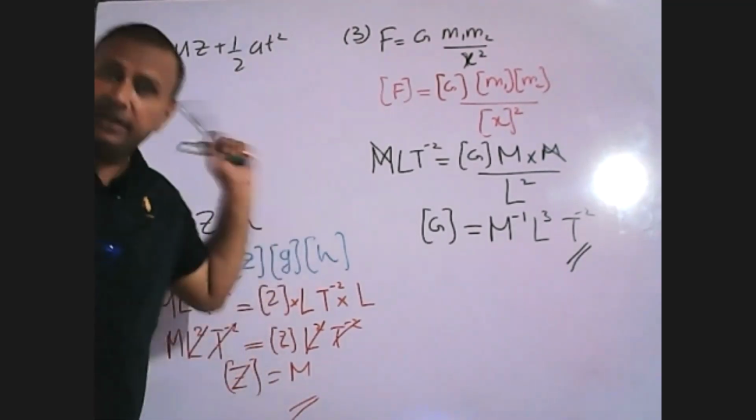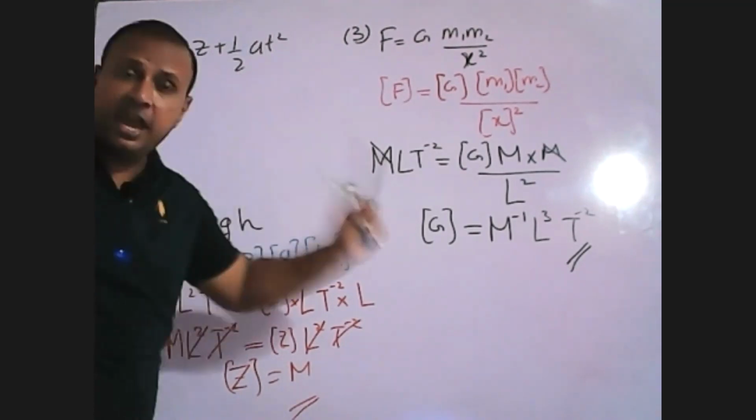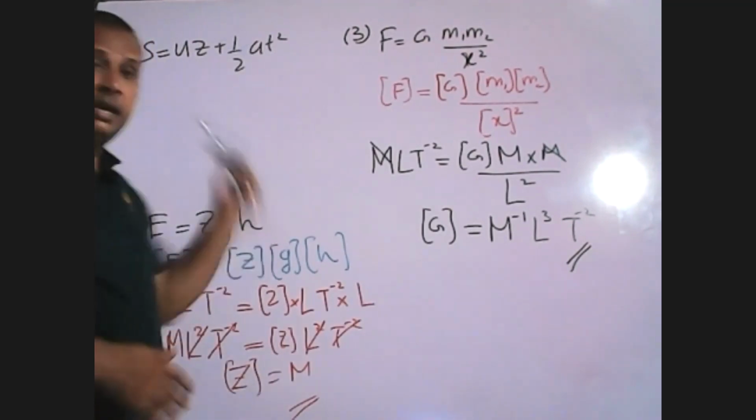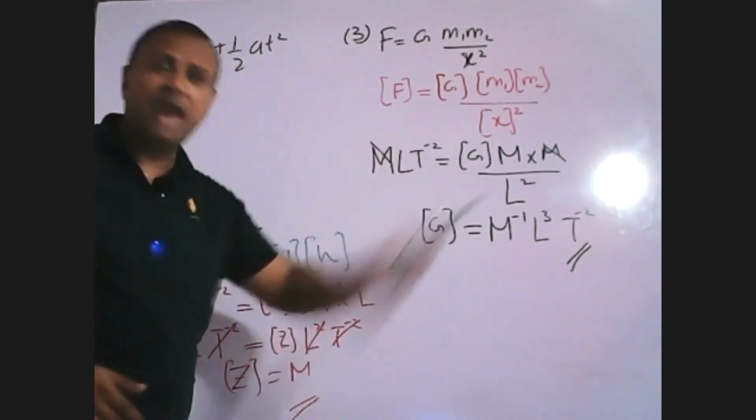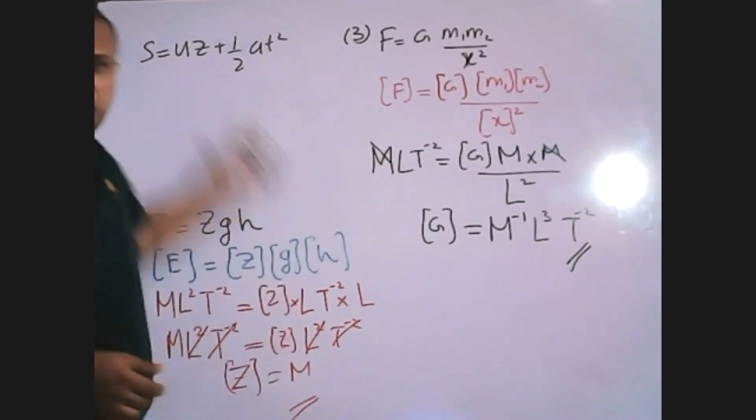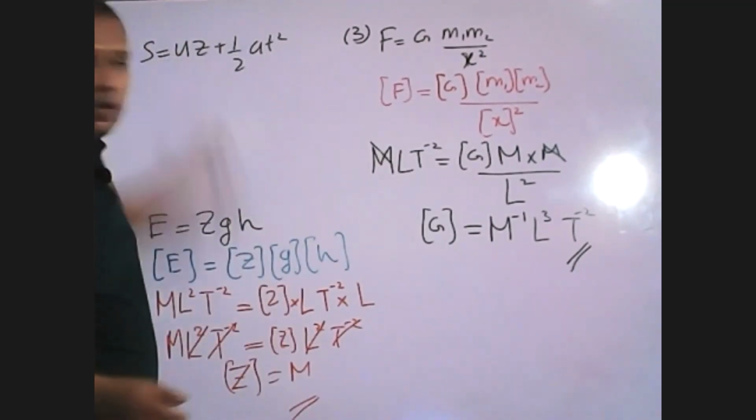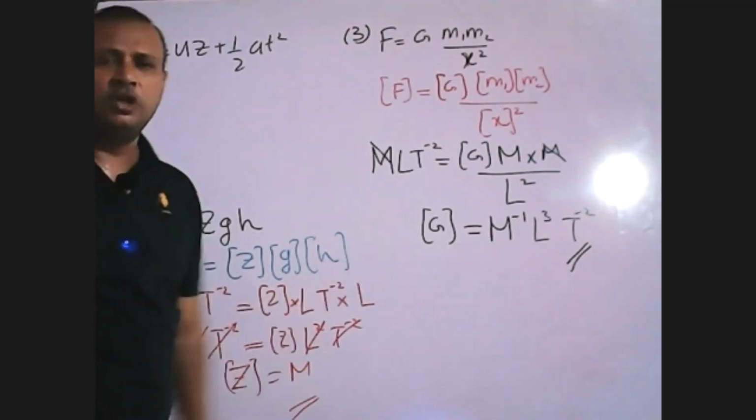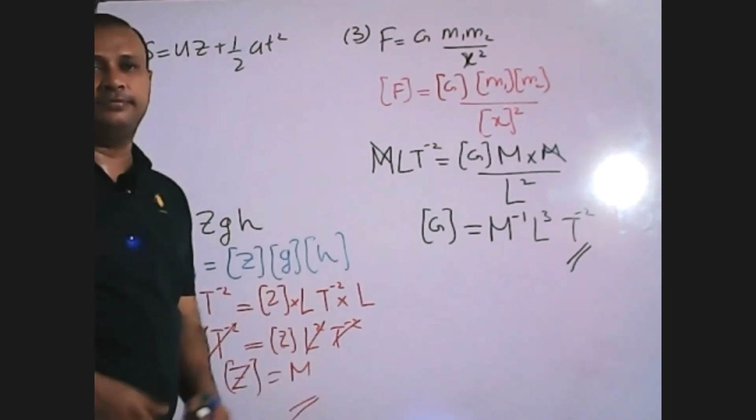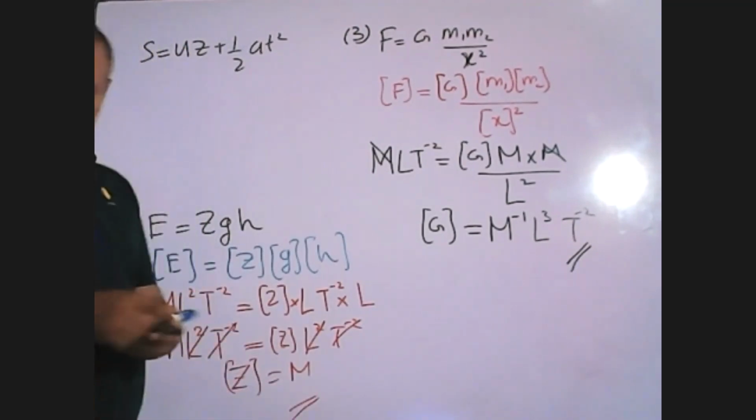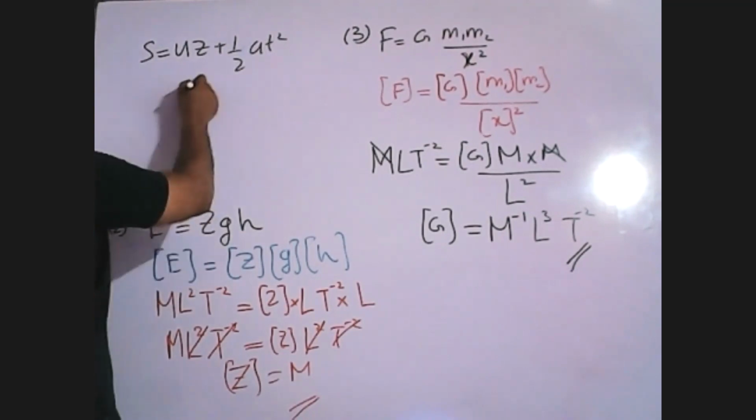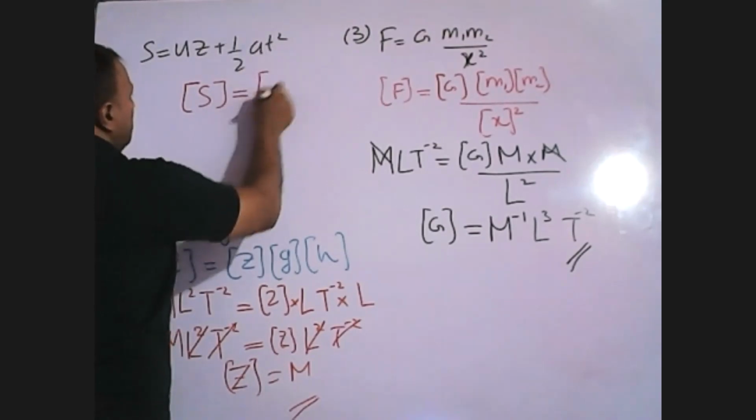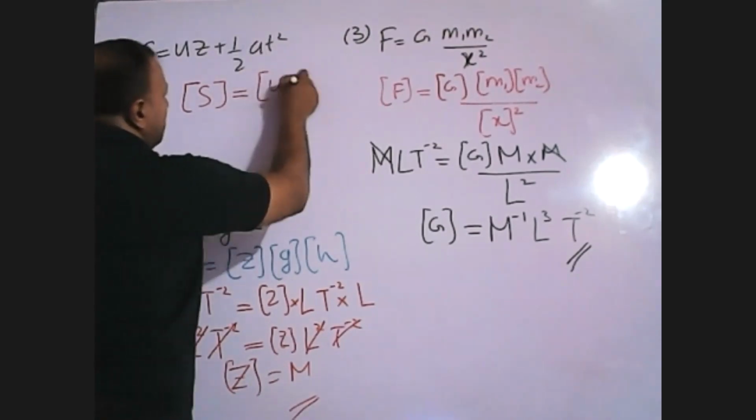You know, if it is an equation, each and every term should have same dimension. Again and again, I'm saying this one. Each and every term should have same dimension. So dimension of S should be equal to dimension of U T. That's only. You have to write that's only.